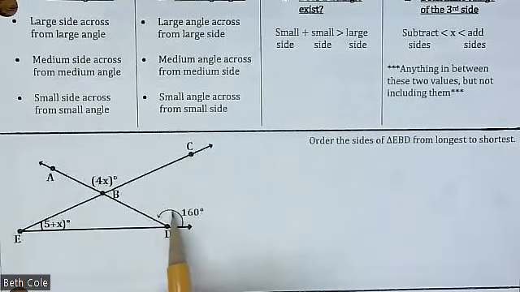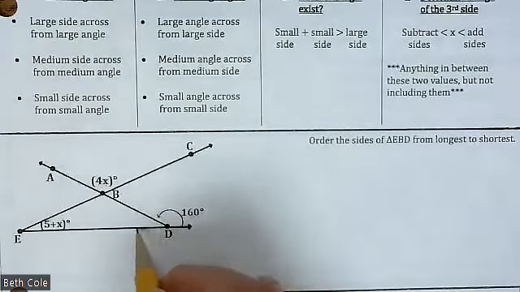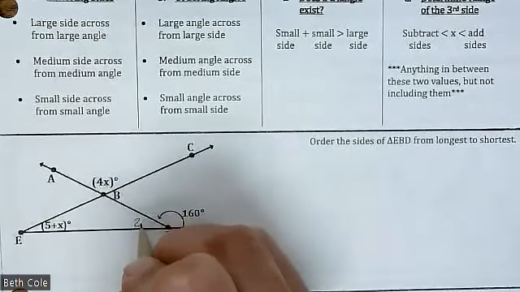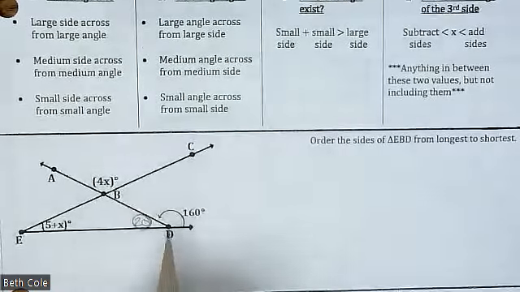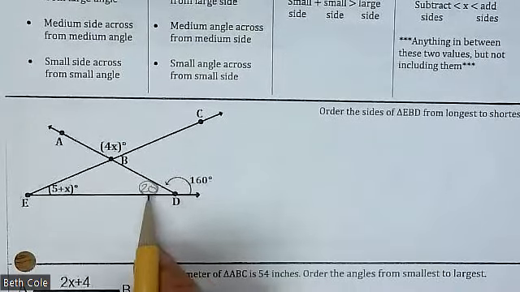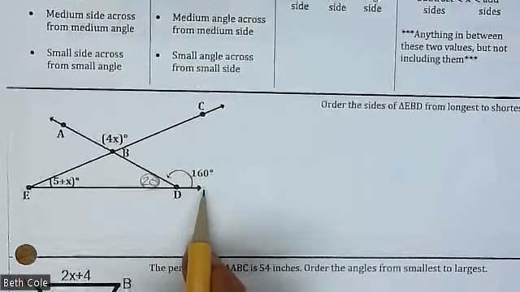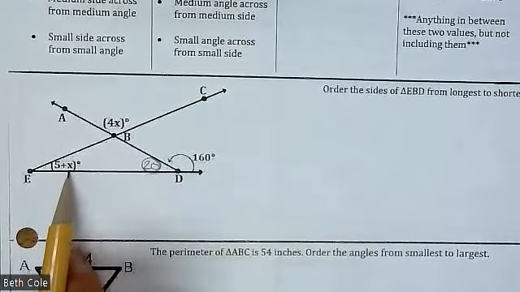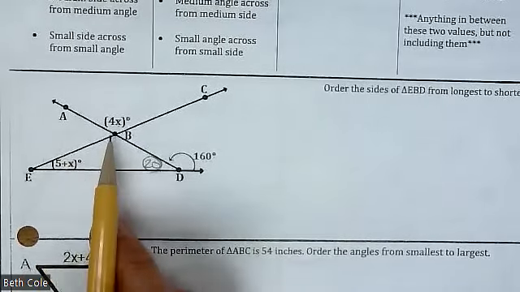So looking right here, they gave us this angle is 160. I know that the straight line is worth 180, so this little angle in here is going to have to be 20 degrees. I know that this one is 20 because the straight line will be 180. I don't know what this one is. It has a variable in there.